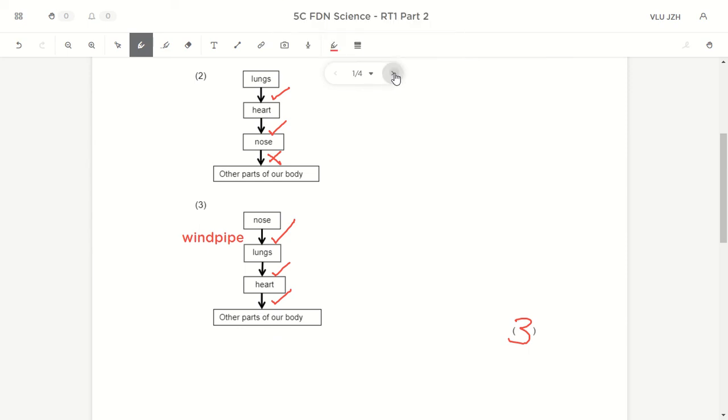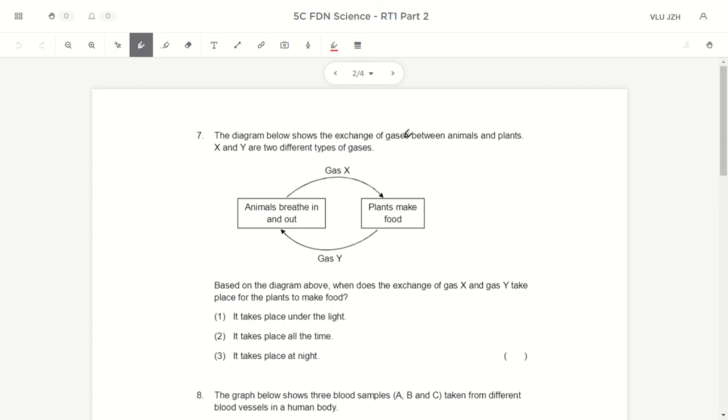Now we go to question 7. The diagram shows the exchange of gases. Again, this is gaseous exchange, so I'm going to highlight it. Exchange of gases between animals and plants. So animals breathe out certain gases and breathe in certain gases, and plants breathe out certain gases and breathe in gases, and we see how the gases actually exchange. So X and Y are 2 different gases here. Let's look at this first.